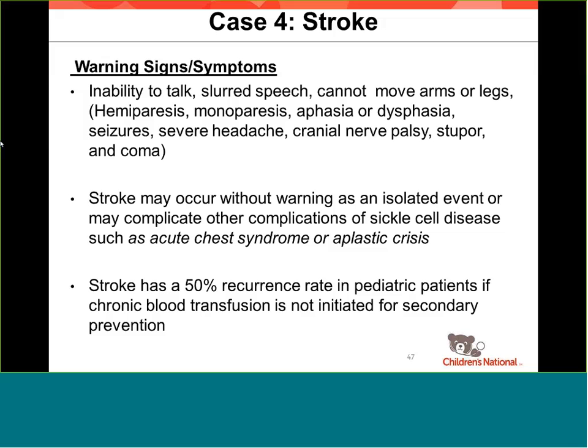Stroke is a problem in sickle cell disease because it has a 50% recurrence rate, so patients need to be started on chronic blood transfusions. Hydroxyurea, just as mentioned, has not been shown to have secondary prevention of stroke. They did a study called the SWITCH trial, and that showed that hydroxyurea is not effective in preventing secondary strokes in patients with sickle cell disease. So the only way you use hydroxyurea for prevention of stroke is primary prevention of stroke with elevated TCD velocities.